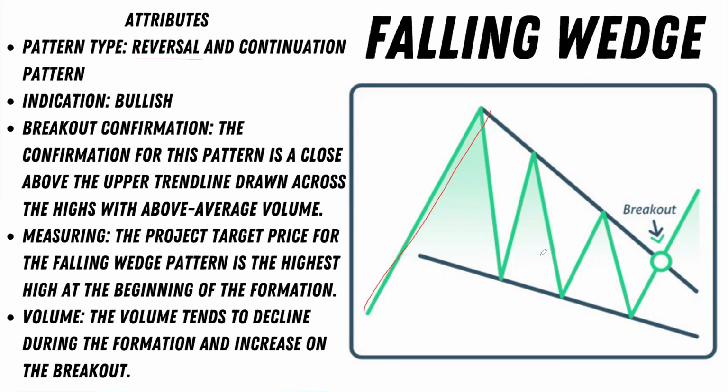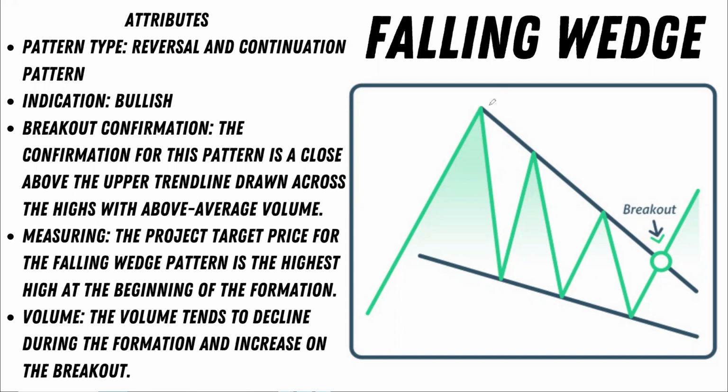So we moved up, and then it's a longer term continuation pattern for a higher move, but it's a shorter term reversal that you're looking for to come up near the previous highs. Now, the confirmation for this pattern is going to be a close above the upper trend line drawn across the highs with above average volume. Now, remember, volume is very important to a lot of these patterns.